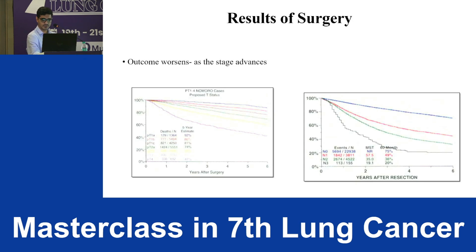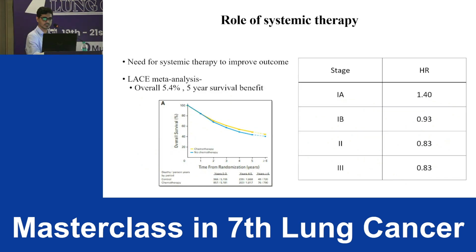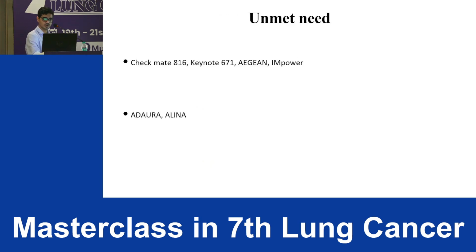Now still, whatever you say, there is still an unmet need. As the stage advances, the outcome worsens. And systemic therapy is obviously there to improve survival. With the LACE meta-analysis, what we have seen is that there is a 5-year survival advantage of adding systemic therapy. But we need to push more and improve the outcome of even early stage further. So there is a lot of randomized trial evidence that we have regarding targeted therapy and immunotherapy to improve survival.